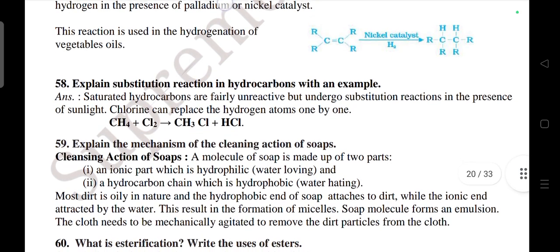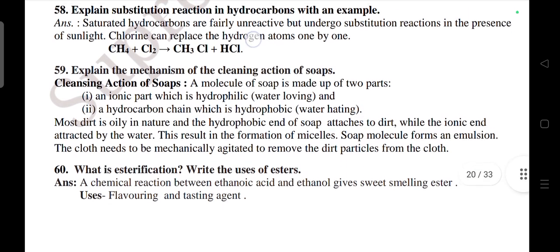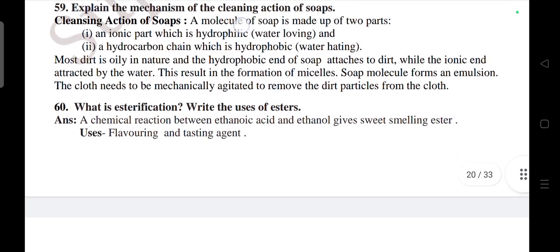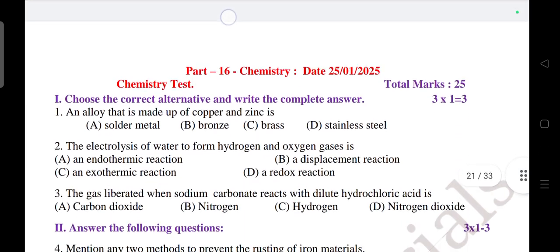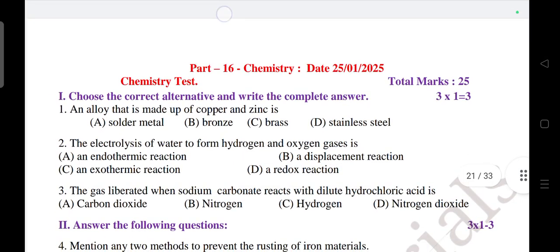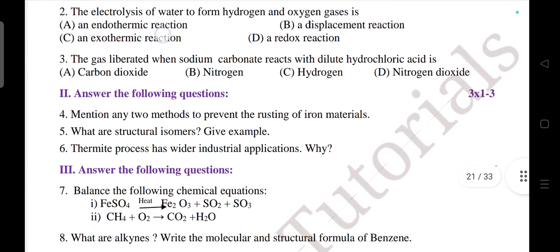Explain the substitution reaction of hydrocarbons with an example. Explain the mechanism of the cleaning action of soap. Cleaning action of soaps. What is esterification? Write the uses of esters. This is for your test. If you are ready for those questions, you can write these questions.